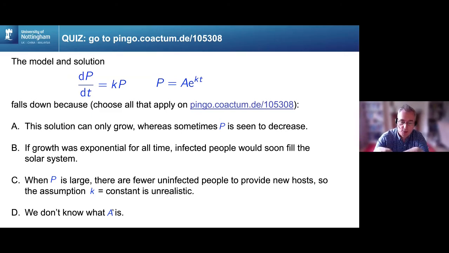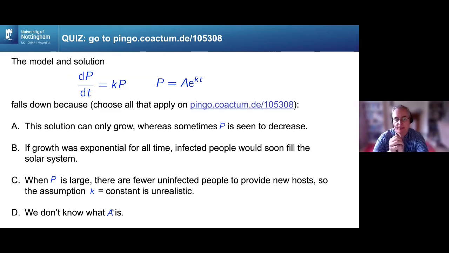As a greater fraction of the general population are infected, it gets harder for the virus to find newly uninfected people. If everyone's already infected, it can't find new people to infect. So essentially the assumption that k is constant is unrealistic. We should realistically model it by allowing k to get smaller as p gets bigger.